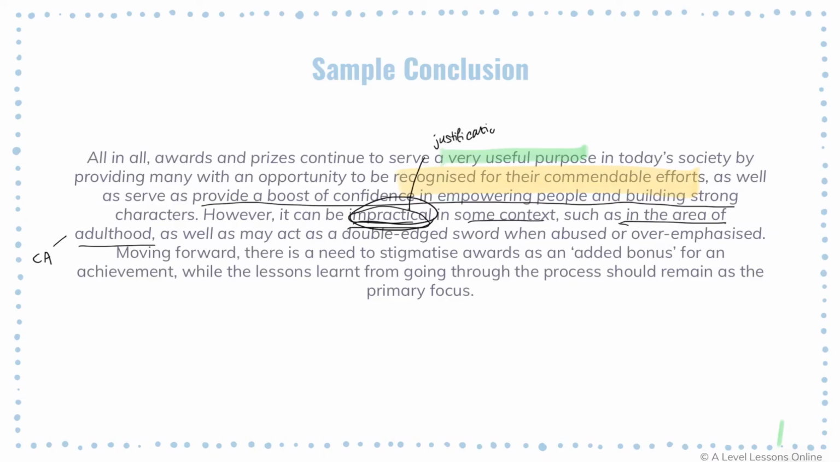So you can always mix it all together. You don't have to follow step by step. Certain pieces going first and then followed by other pieces, right? Everything when you write it together should just flow very, very nicely. And as well as a double-edged sword when abused or overemphasized. So moving forward, we need to stigmatize awards and then have the process of learning be our primary center focus instead. So that would be how you would roughly craft a evaluation.